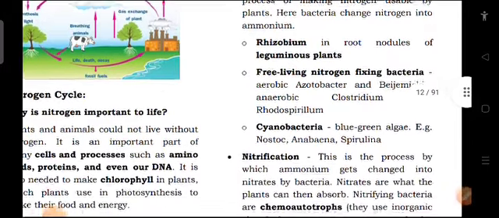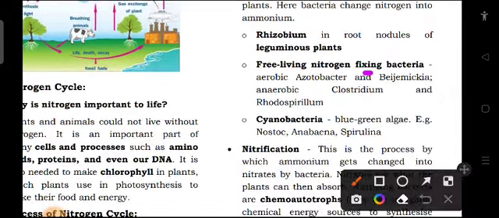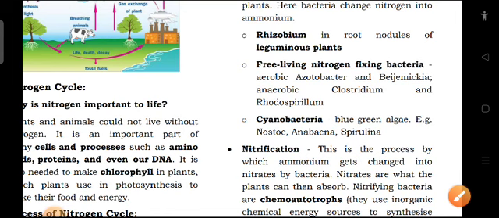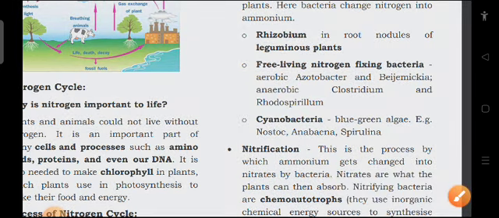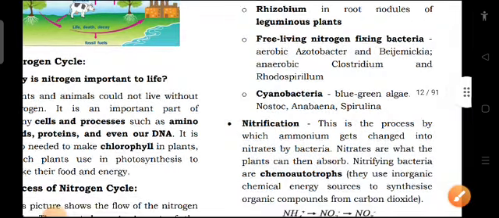Free living nitrogen fixing bacteria like aerobic Azotobacter and Beijerinckia. These are the aerobic bacteria. Anaerobic ones like Clostridium and Rhodospirillum. These are some of the examples. Then cyanobacteria. Cyanobacteria are also called blue-green algae. Examples: Nostoc, Anabaena and Spirulina. These are some of the bacteria helping in nitrogen fixation.